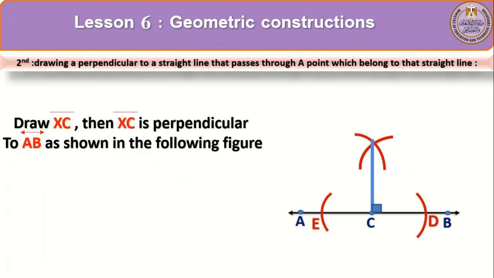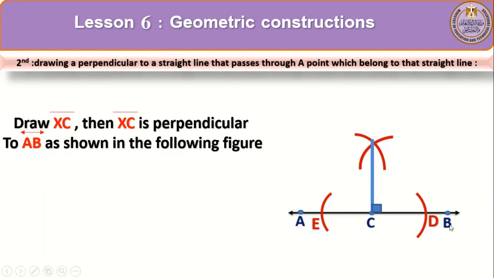So you must follow these steps. Firstly, you will draw the straight line. Secondly, try to put a point belonging to this straight line, like point C. After that, you will stand at point C as a center with the sharp point of your compass, then draw two arcs on different sides. These two arcs will intersect with the straight line AB at two points E and D.